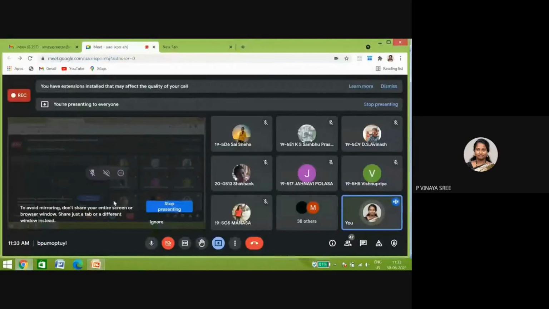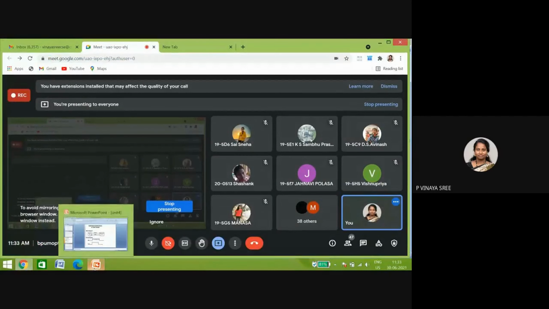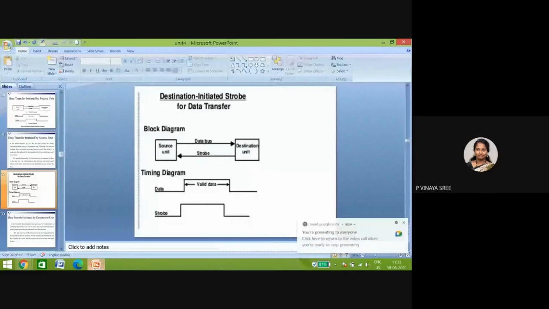Yes, what's the disadvantage? Fast. What's the problem in destination initiated? Anyone, please? I will wait for 2 minutes, then I will select any one student. Fast.